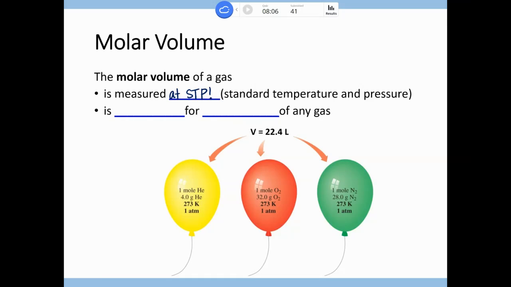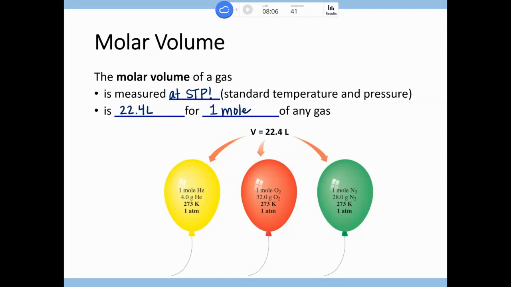If you have 1 mole of any gas, doesn't matter what the identity of that gas is, that occupies 22.4 liters. So this balloon here, we have 1 mole of helium. That would weigh 4 grams due to the molar mass of helium at 273 Kelvin, so standard temperature, and 1 atm, standard pressure. The volume of this balloon is 22.4 liters.